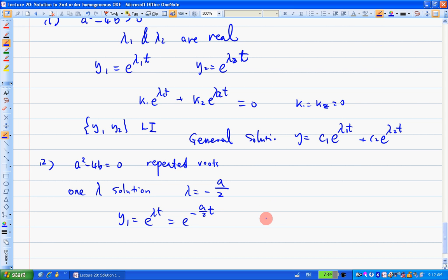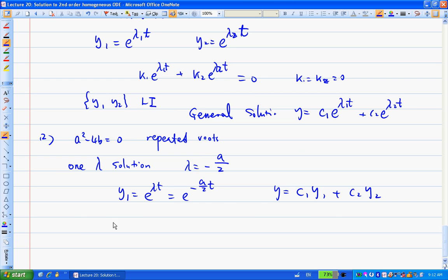So if you're saying y equals c1 y1, what about c1 y2? I can't use this one again. If I use this y1 again, y1 and y2 are not linearly independent. So that essentially means I need to find another solution y2, and this y2, not just a solution, has to be linearly independent from y1. That's what we need.